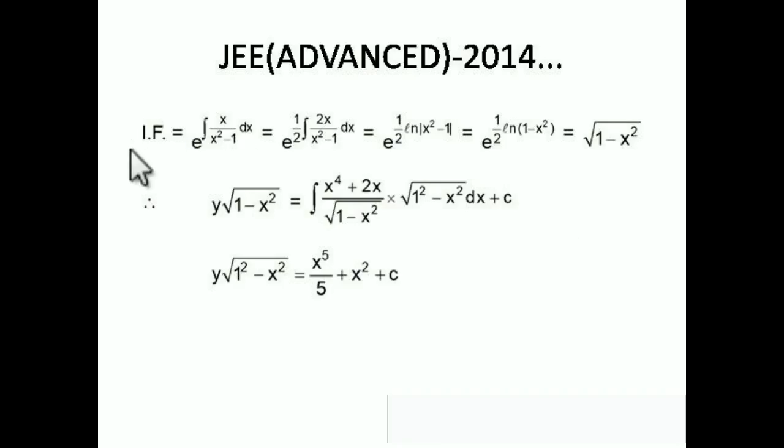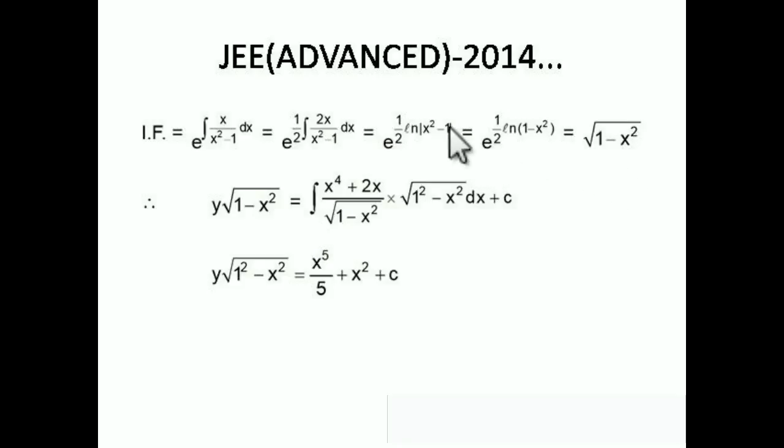So the integrating factor is e raised to the integral of p of x dx, where p of x is x upon x square minus 1. Here we have the derivative of the function in the numerator, so I have to multiply by 1 by 2. So e raised to 1 by 2 times the integral of 2x upon x square minus 1. The answer is 1 by 2 ln of x square minus 1. This 1 by 2 goes inside, so it becomes log of the square root of x square minus 1. Log and e cancel out, and we are left with the square root of 1 minus x square.